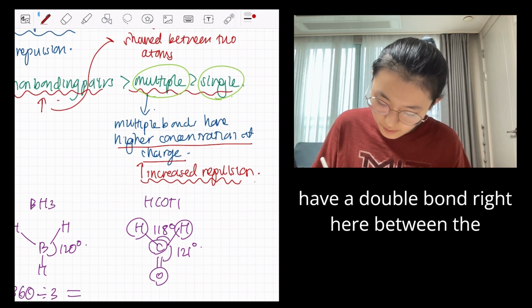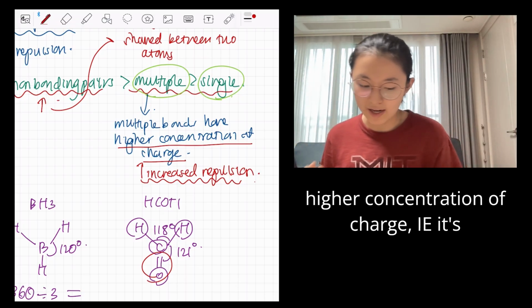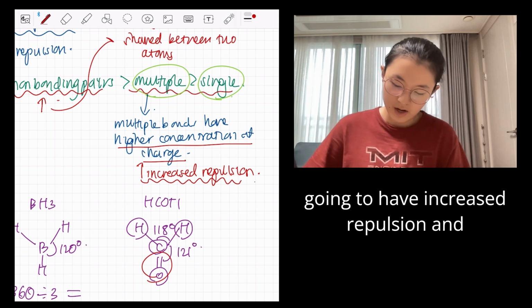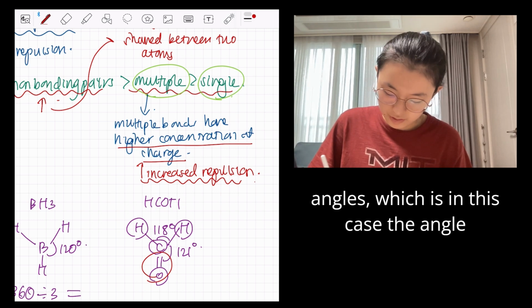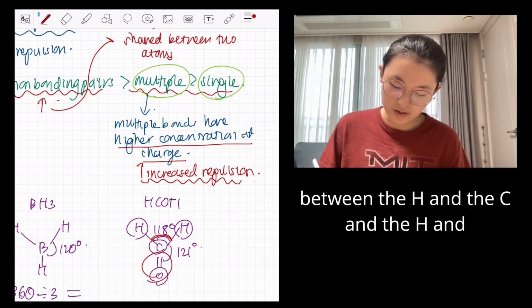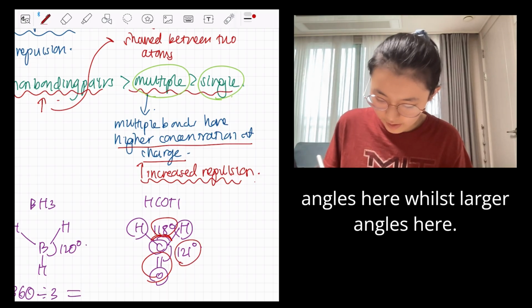We have a double bond right here between the C and the O, and this is going to have a higher concentration of charge, i.e. it's going to have increased repulsion, and therefore it's going to take up more space, and it's going to squeeze the other angles, which in this case is the angle between the H and the C and the H, and therefore it's going to create smaller angles here whilst larger angles here.